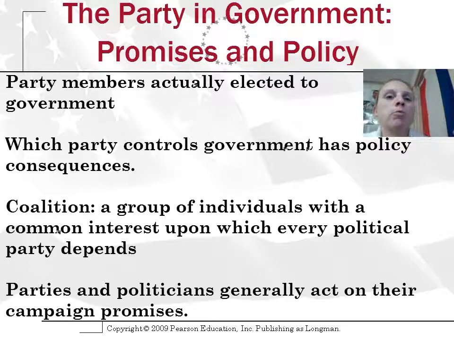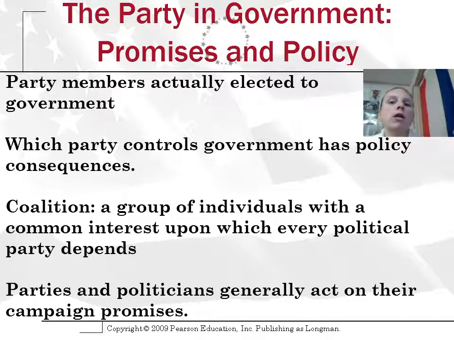The third major part of the political party is the party in government. That's the actual party members who are elected to the government. Whichever party controls the government are the ones that have the policy consequences. What that basically means is this. They are the ones that get to create and push forward with policy, and if it's good, great, they get the good consequences from that, but of course they can always get negative consequences if things don't turn out too well when they endorse and create this policy.